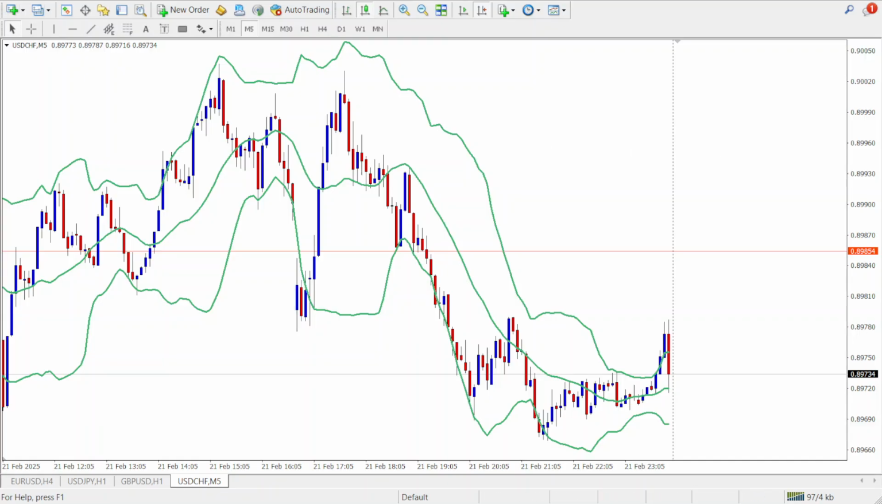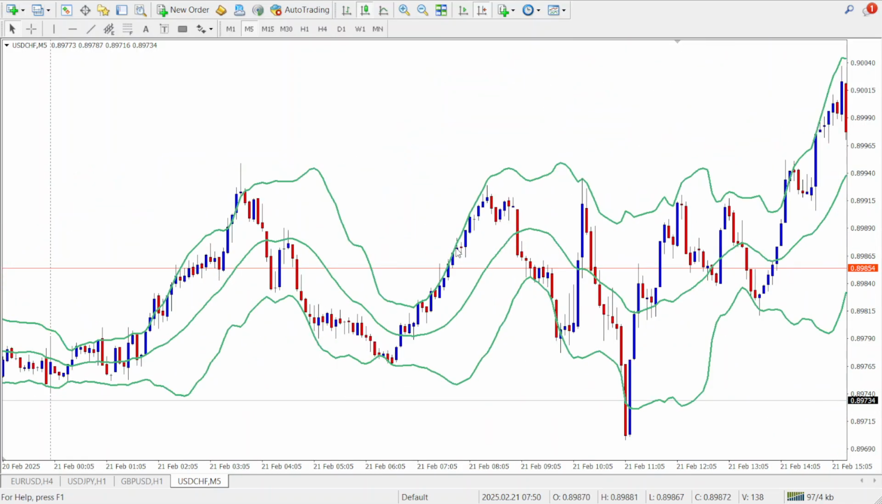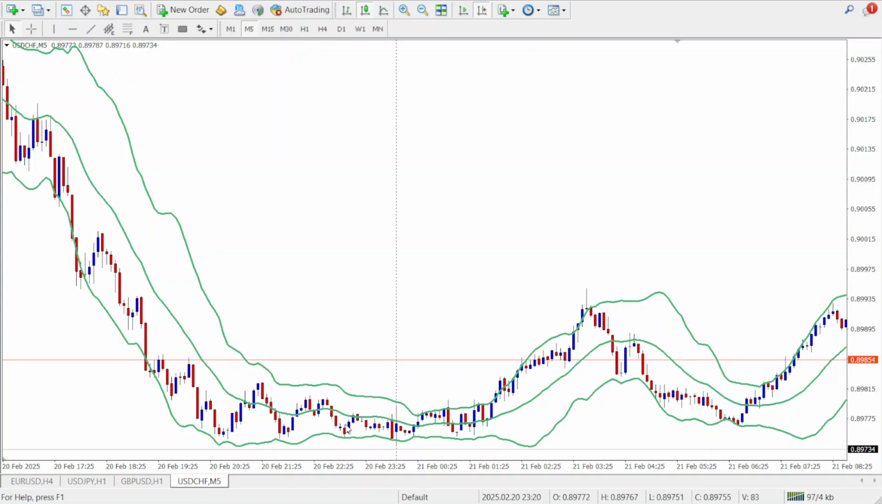All right. Now, one of the most effective Bollinger Band strategies is the volatility breakout strategy. This strategy is based on the idea that when the bands narrow, we can see what's happening here. When the bands narrow, it signals that the market is in a period of low volatility. Then when the price breaks out of the narrow range, it often leads to a significant move.